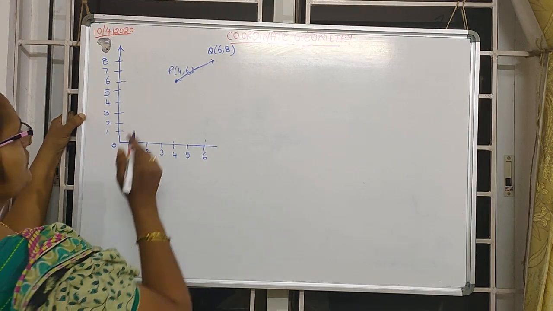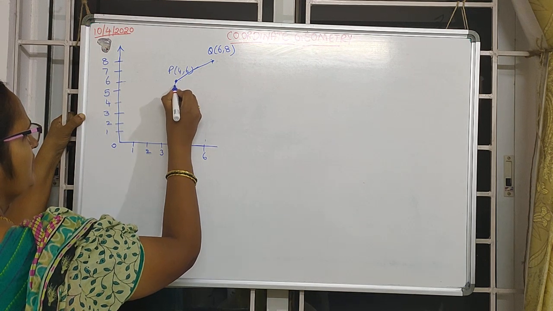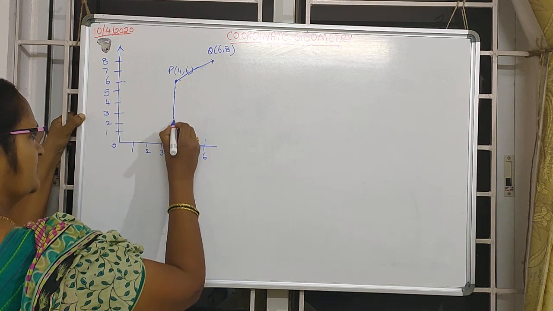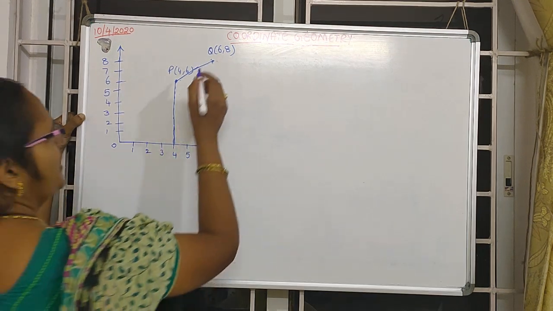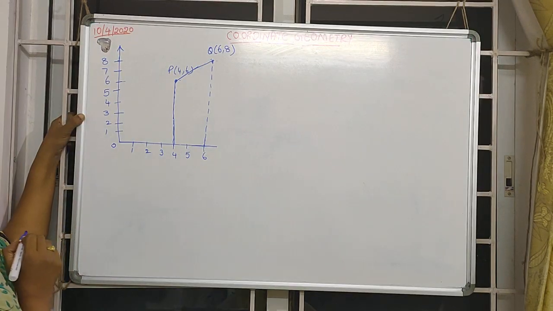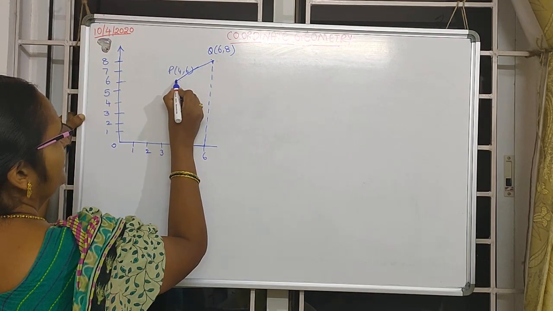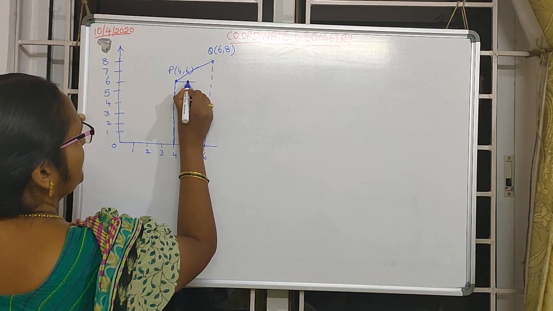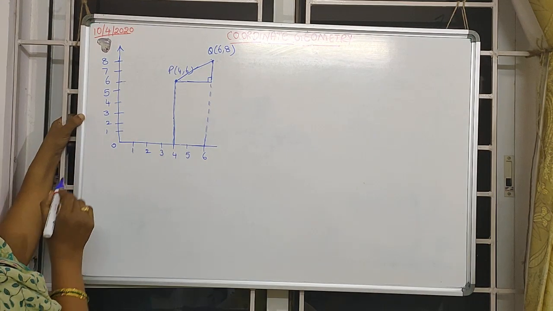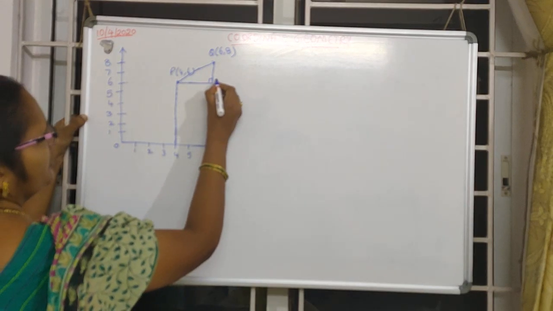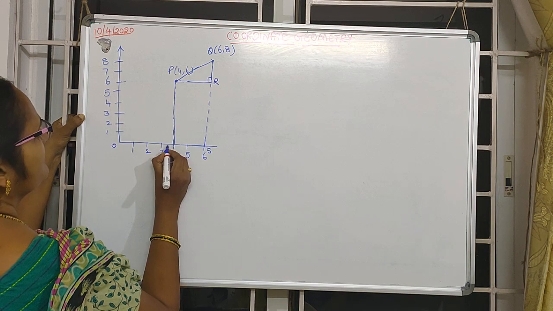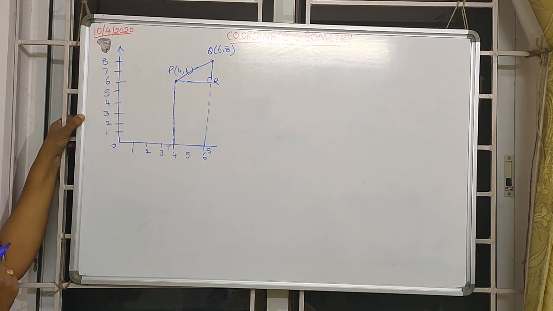So how to find it out? First, I am going to draw a vertical line, a perpendicular line from P to the x-axis, right? And in the same manner from Q also I am drawing the line. Clear? Now look here. From here I am drawing another perpendicular line. Name this point as R, this point as S, and this point as T. P, Q, R, S, T.